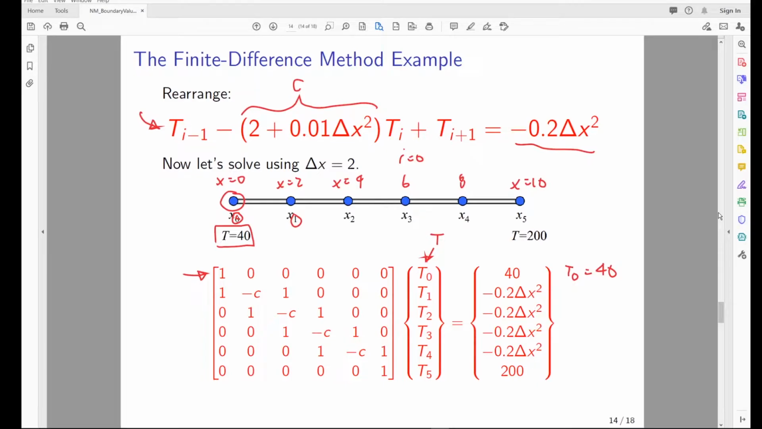or more specifically, at different values of x. All right, so we talked about that first equation. What about the last one? Well, T5 is equal to 200. T5, when x equals 5, is also a boundary condition.